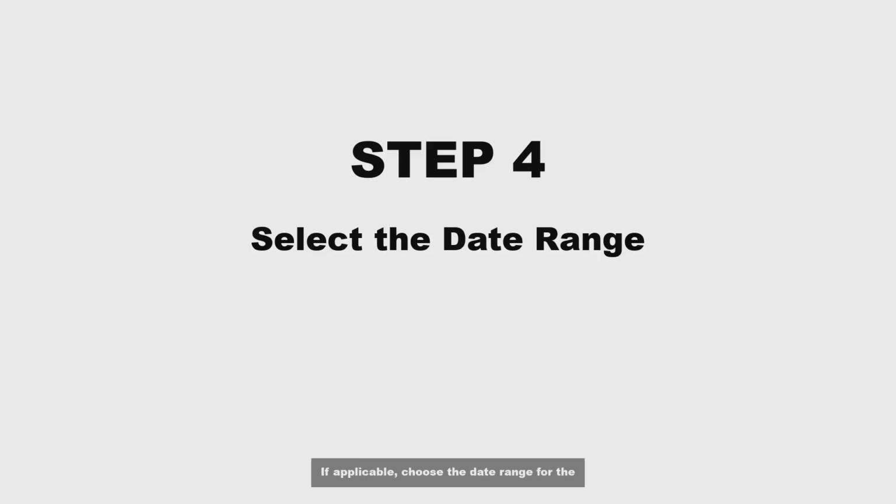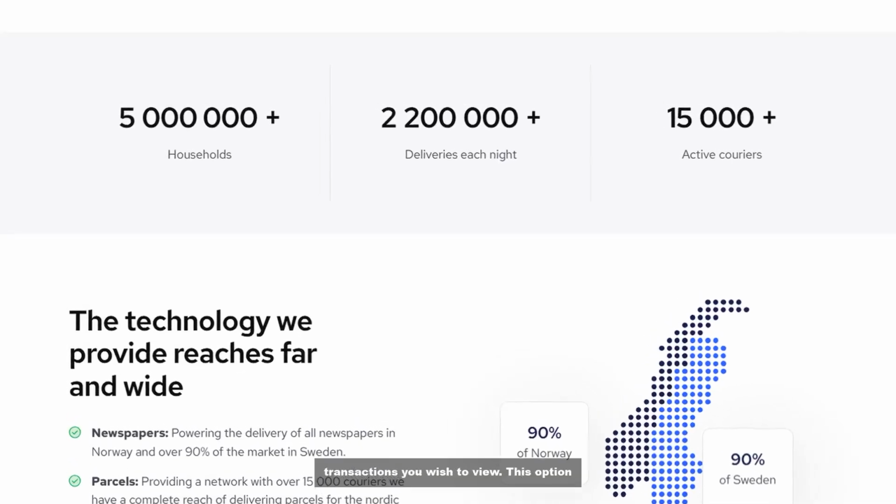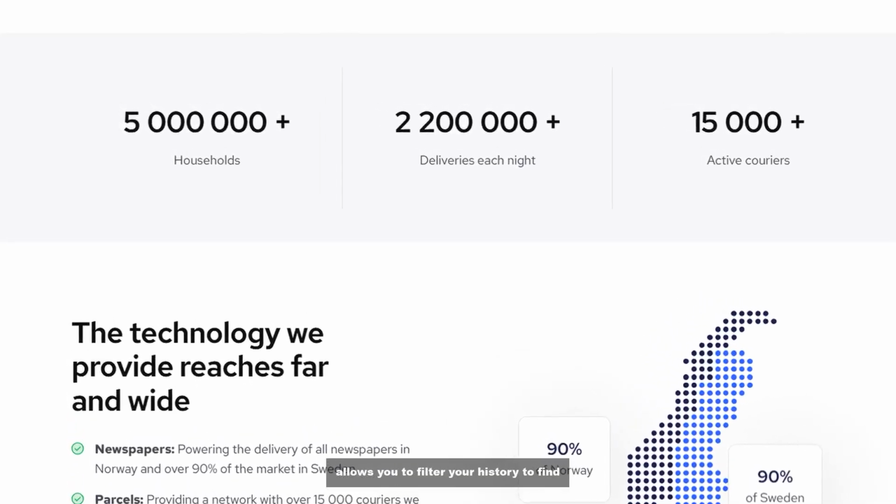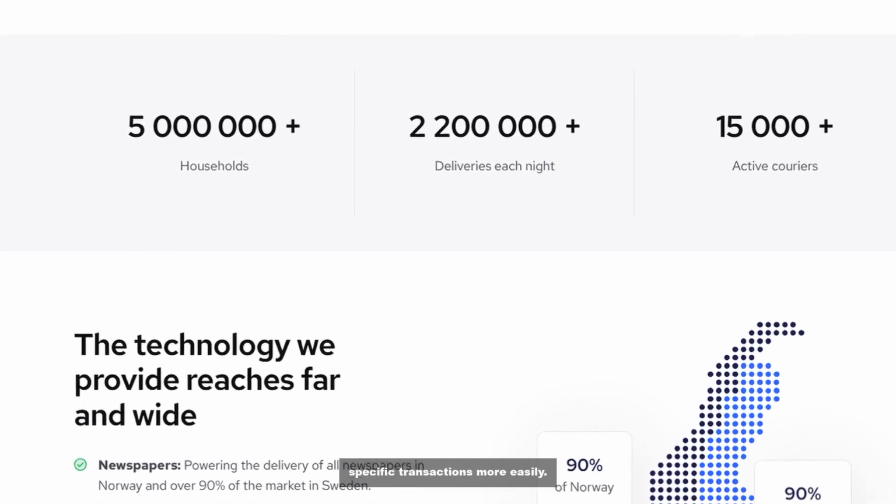Step 4. Select the date range. If applicable, choose the date range for the transactions you wish to view. This option allows you to filter your history to find specific transactions more easily.